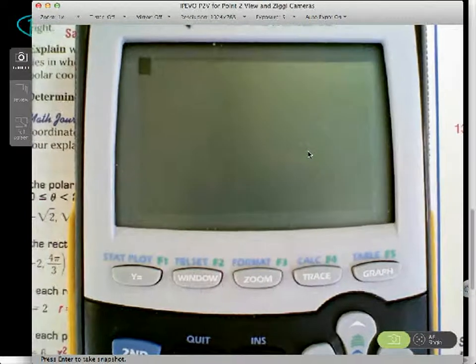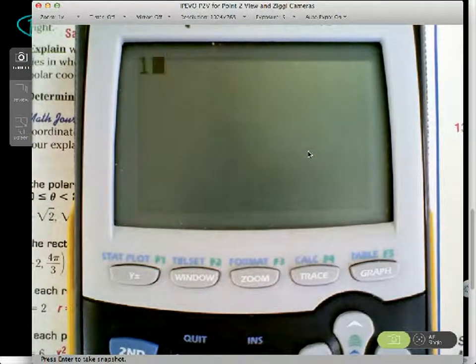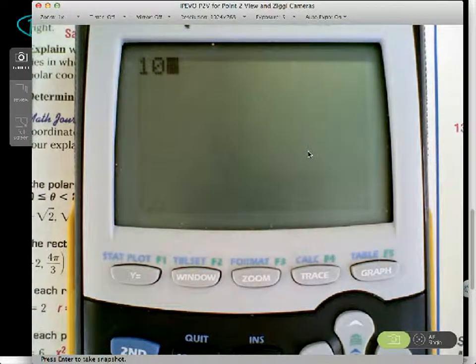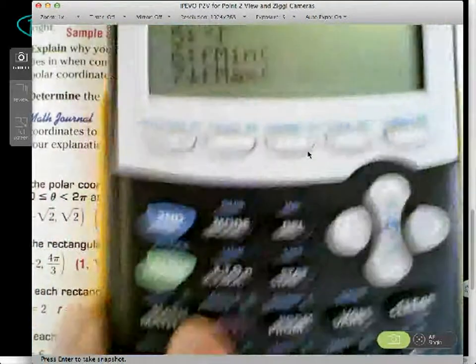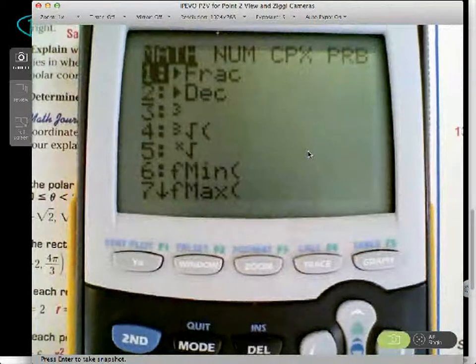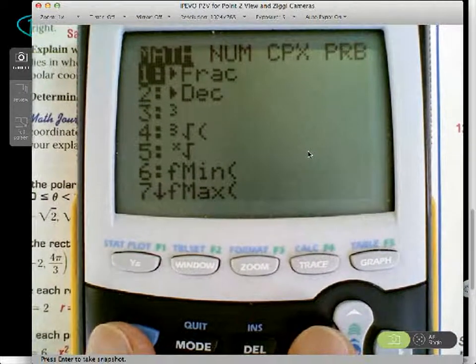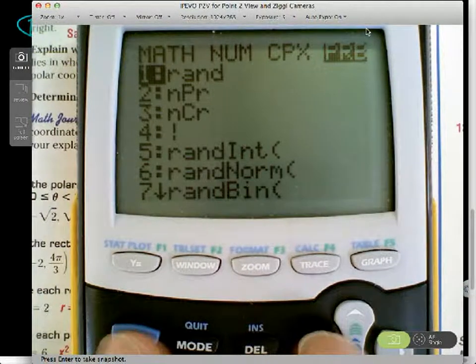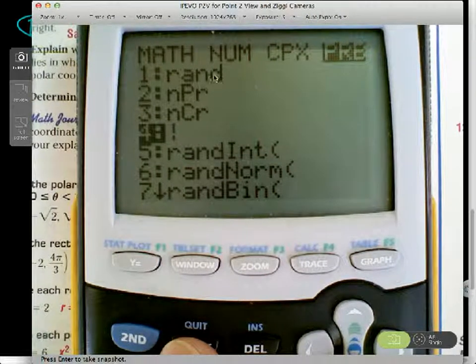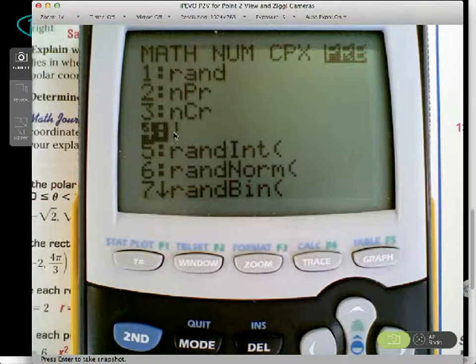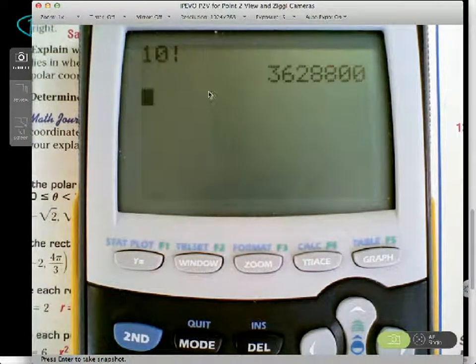So I want to do 10 factorial, so I'm going to hit 10 on the main screen, Jacob, and then I'm going to hit math, this math button right here. That's pretty funny. That's true. Yeah, poorly labeled. And if I go over to the PRB menu, probability, I can see some different possibilities. There's actually a simulated random number generator. And that's factorial right there. 10 factorial is that guy right there. 3628800.